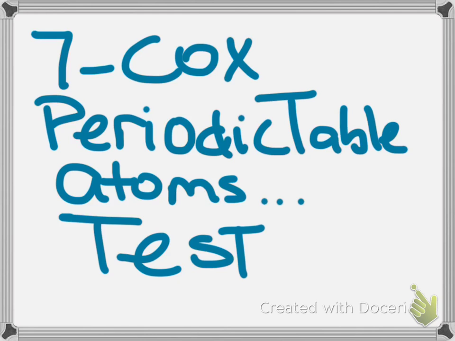Number 27. Copper's atomic number is 29. This means that copper has A. 29 protons, B. 63.55 protons, C. 63.55 electrons, or D. 29 neutrons.